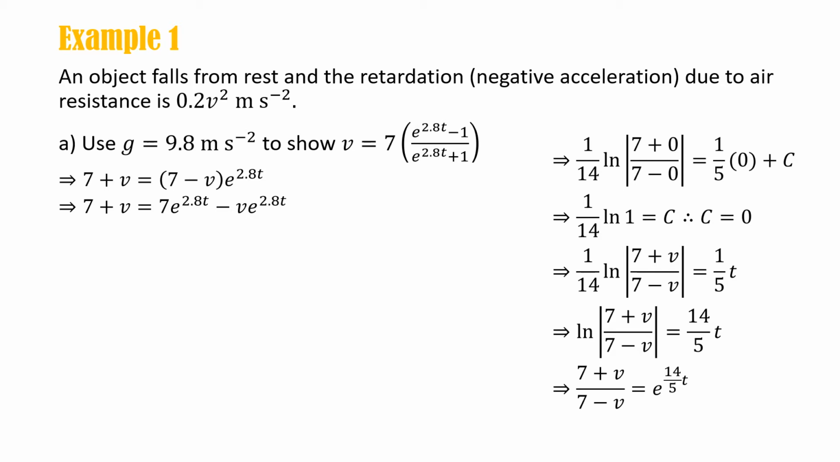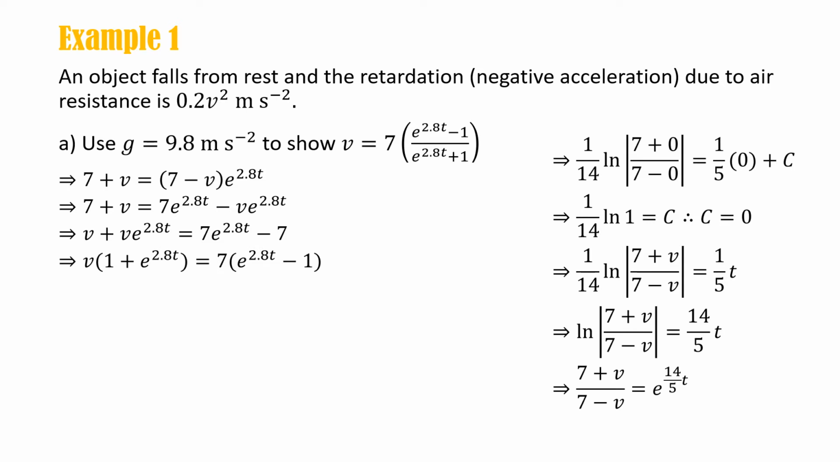All right, so again, this is where we want to have all of our v's on one side. So let's bring our negative v e to the 2.8t over to the left and take our 7 that's on the left-hand side over to the right. So I've got all my v's on one side, equals numbers. And we're going to have v plus v e to the 2.8t equals 7 e to the 2.8t minus 7. Well, on the left-hand side I can factor out a v, and on the right-hand side I can factor out a 7. So we're going to get that there.